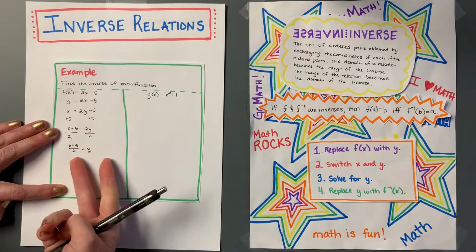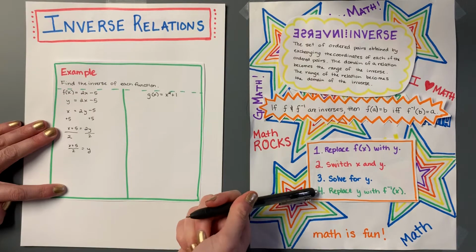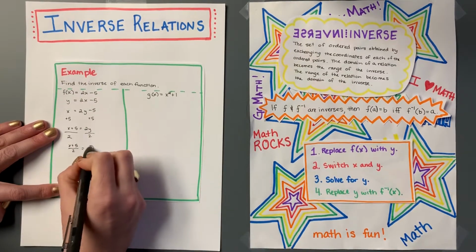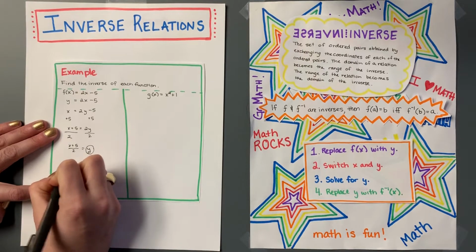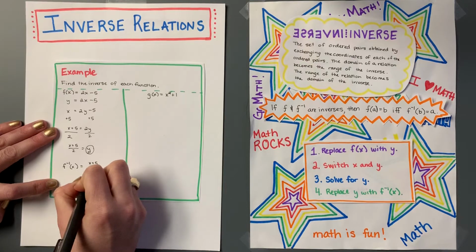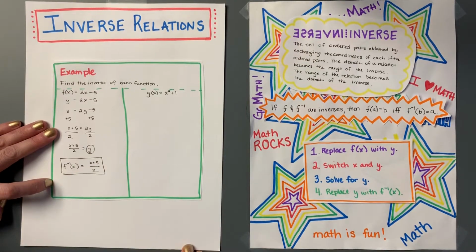I'm going to flip what's on each side just to make things easier for me when I replace y with f inverse. So now that I've got y by itself, f inverse of x is equal to x plus 5 over 2. So now I have found the inverse.